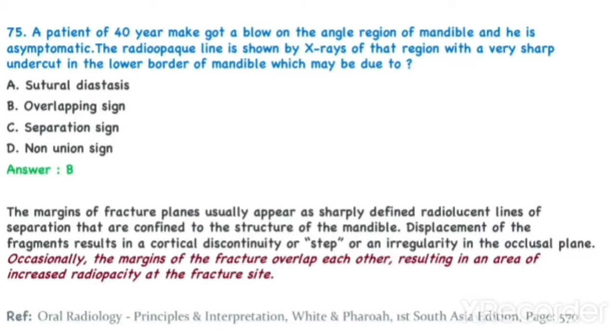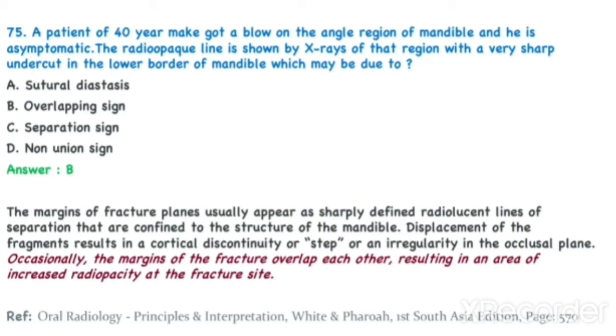Question number 75. A patient of 40 years got a blow on the angled region of mandible and he is asymptomatic. The radiopaque line is shown by X-rays of that region with a very sharp undercut in the lower border of mandible, which may be due to option A, sutural diastasis, option B, overlapping sign, option C, separation sign, option D, non-union sign. The answer is option B, that is overlapping sign.